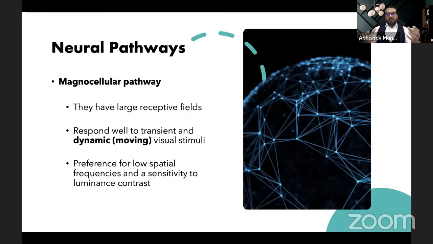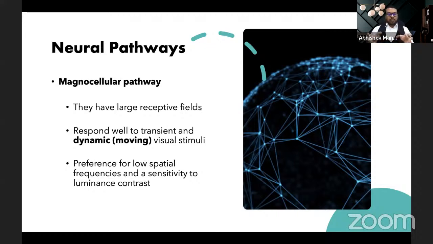So the magnocellular pathway possesses three important points. They have large receptive fields. They respond well to transient dynamic movements, in terms of wherever the visual stimuli is presented, and they prefer low spatial frequency and are sensitive to luminance contrast. So contrast sensitivity again plays an important role. If I talk in layman's terms, I understand that there might be quite heavy words here, but I'll try to break it down and explain it as simply as possible.